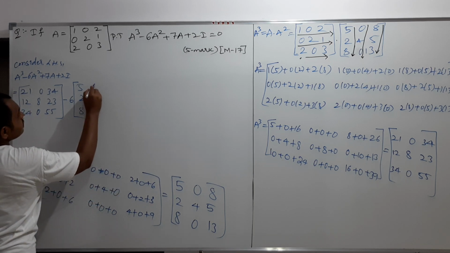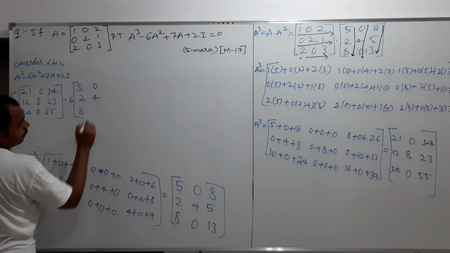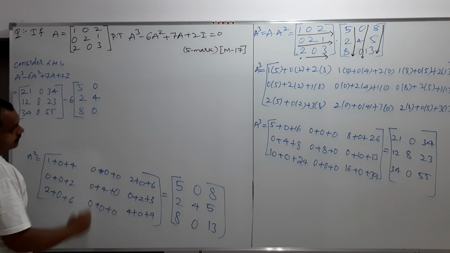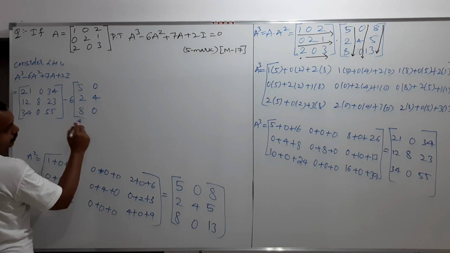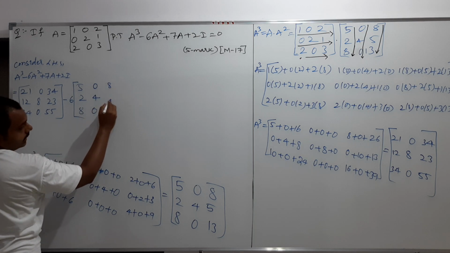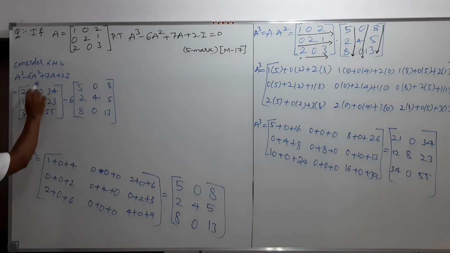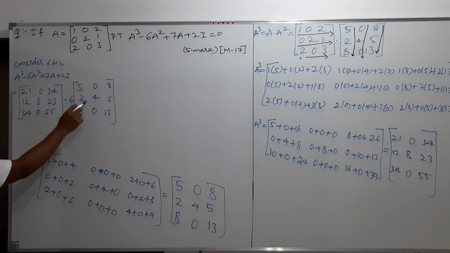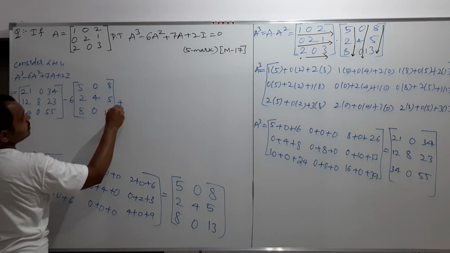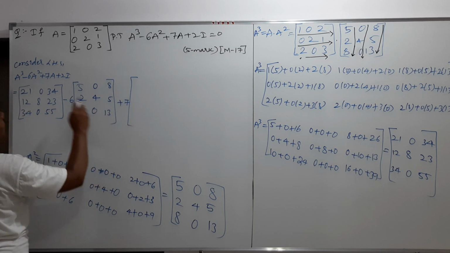I write that as 0 4 0, 5 8 0 4 0 8 5 13. This is your minus 6 times A squared value here, which I substituted. Next, my difference plus 7 into 8. So plus 7 into 8.